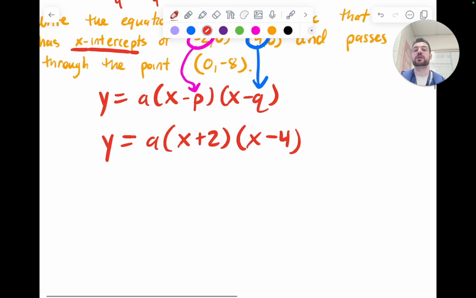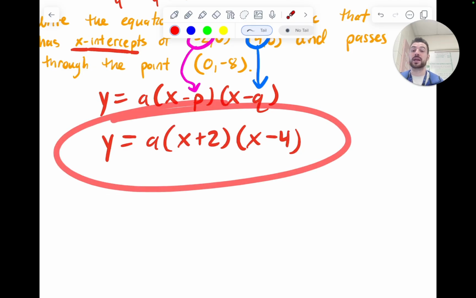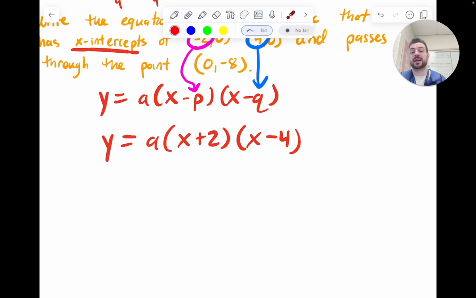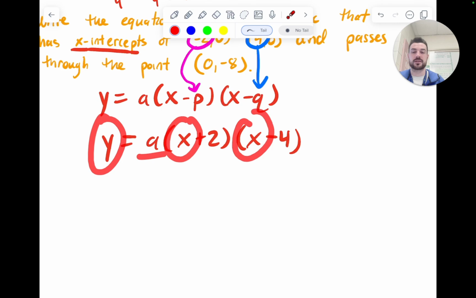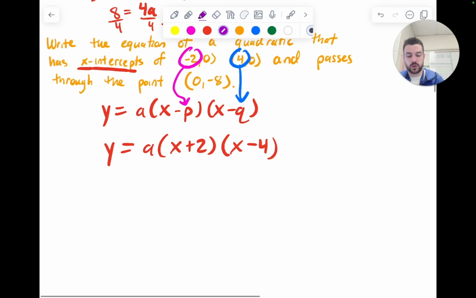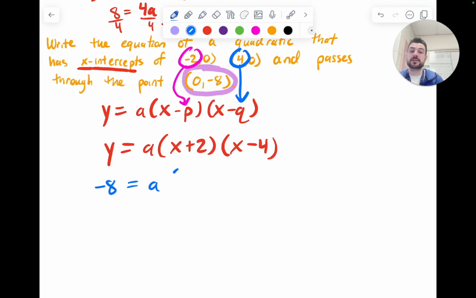Again, we are almost done. The only difference here is we're in a different form. But again, I still need my a value, and I can't solve for it right now because I have y's, a's, and x's that I don't know. Well, given that we are passing through 0, -8, I can plug in the y value of -8, leave a the way it is, and then for my x value, I am going to plug in 0.